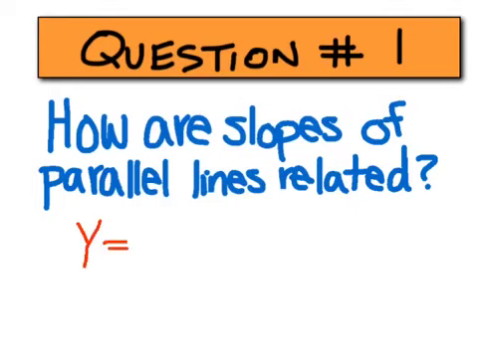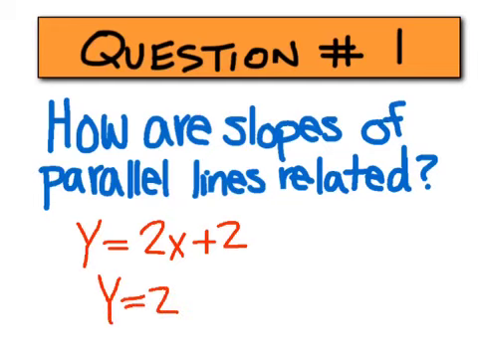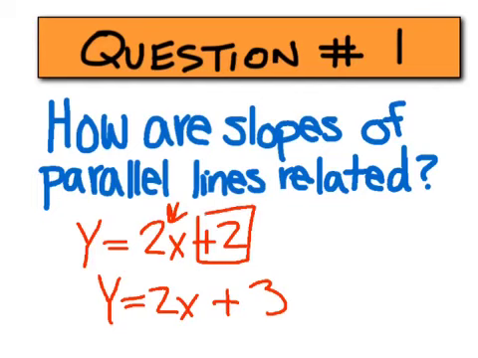So if we have y is equal to 2x plus 2, a parallel line would be y is equal to 2x plus or minus whatever other y-intercept you want to put in there. So we can put in 3. What we're going to focus on is the slope. The slopes have to be the same. The y-intercepts don't matter right now. As long as the slopes are the same, the lines are parallel. So how are they related? As long as their slopes are the same, that makes them parallel.